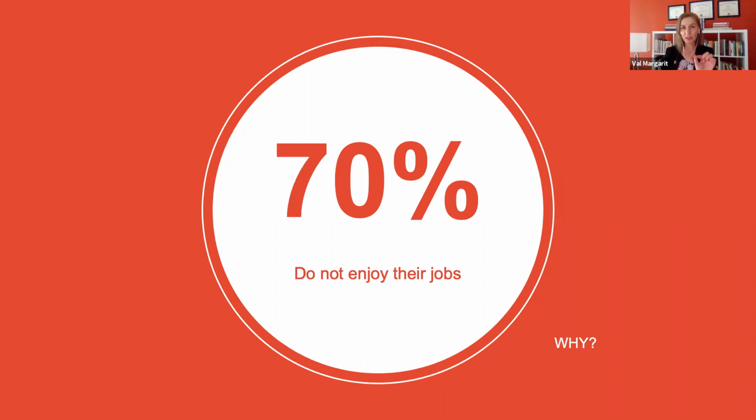The second number is 70% of the people, and I'm a little bit generous here, okay? I think this number is even higher, do not enjoy their jobs, their careers. My friends, how is it possible that most people do not enjoy their jobs and we spend one third of our life working? Do you think that's related to the 8%? Do you think this is related to how students perform in their classes? Do you think this is related to how we deliver education?